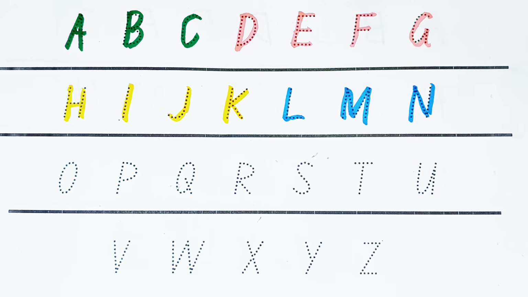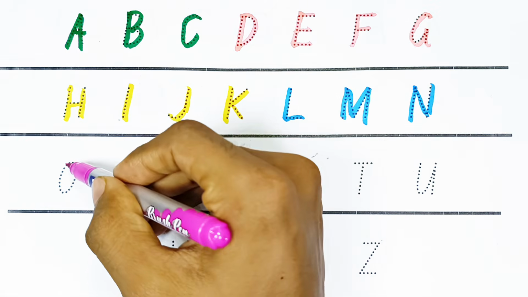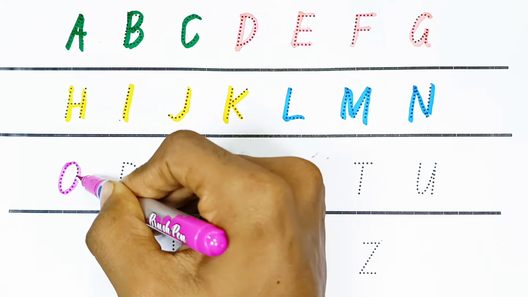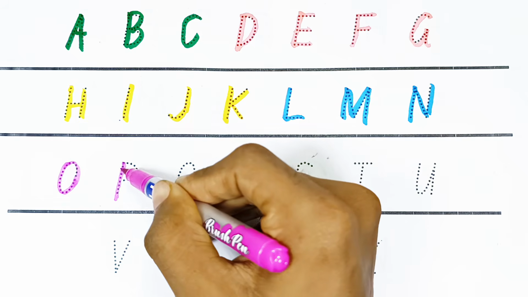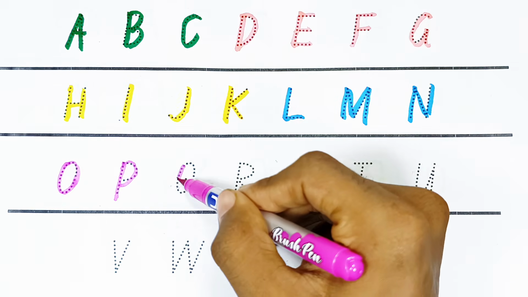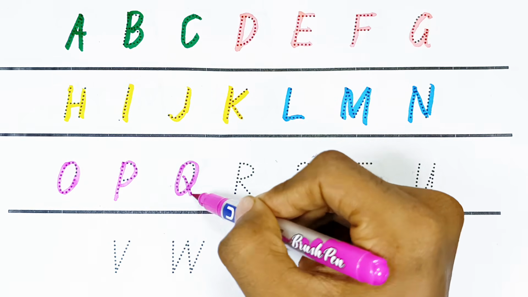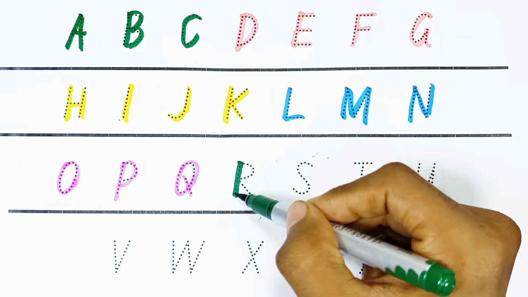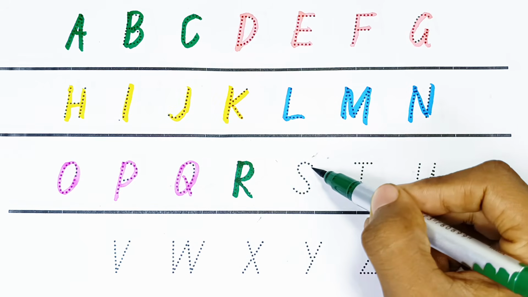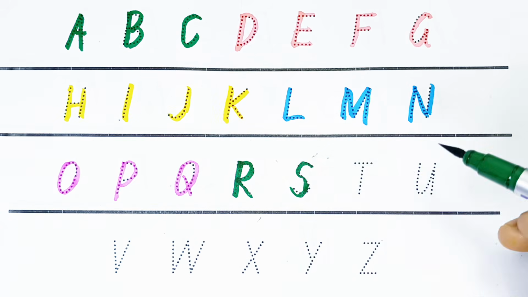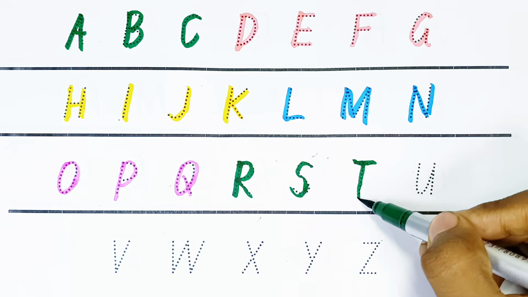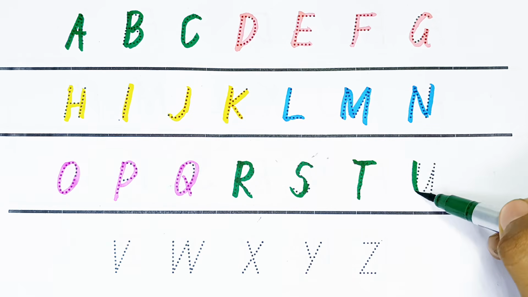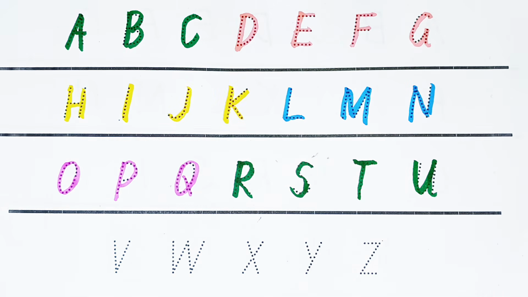Kids, now you draw O. The alphabets of O. O for orange. P for parrot. Q for queen. Kids, now you draw R. The alphabets of R. R for rose. S for sun. T for teacher. U for umbrella.